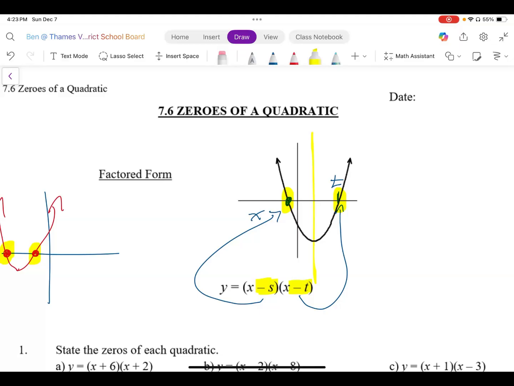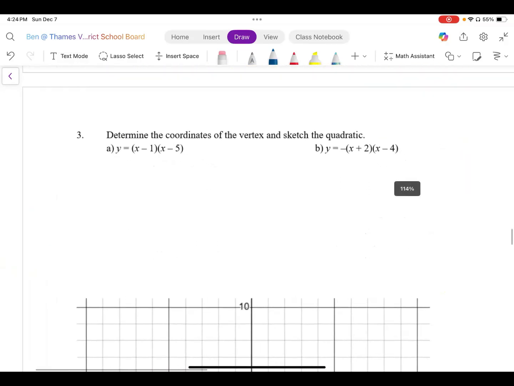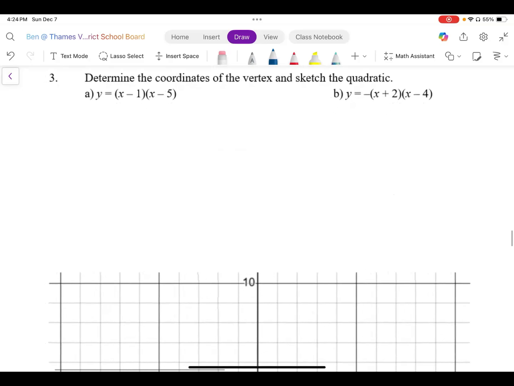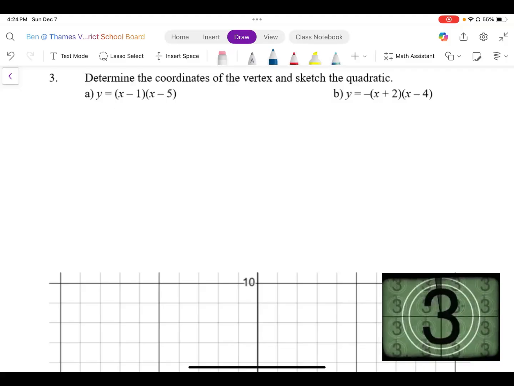And it will always be exactly halfway, because the way a parabola works is it's the same on the left side of the vertex as it is on the right side of the vertex. So we're going to use that relationship in order to find the location of the vertex, purely using our algebraic understanding. So let's take a look here. We're working in factored form. I want you to pause the video just for 3a. I want you to state the locations of the zeros.